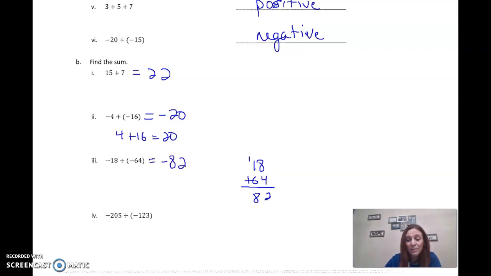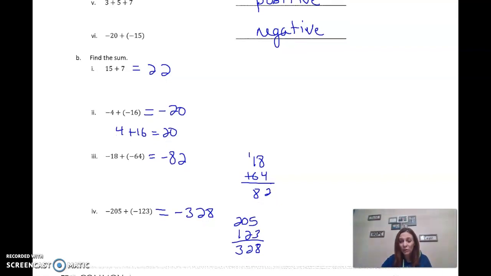-205 plus -123, negative both of them. Add them together without the negative sign. They're absolute values. Negative plus negative. You go all the way down to 205, and then you go down another 123. You're at a negative 328. Same sign, okay? Don't overthink it.